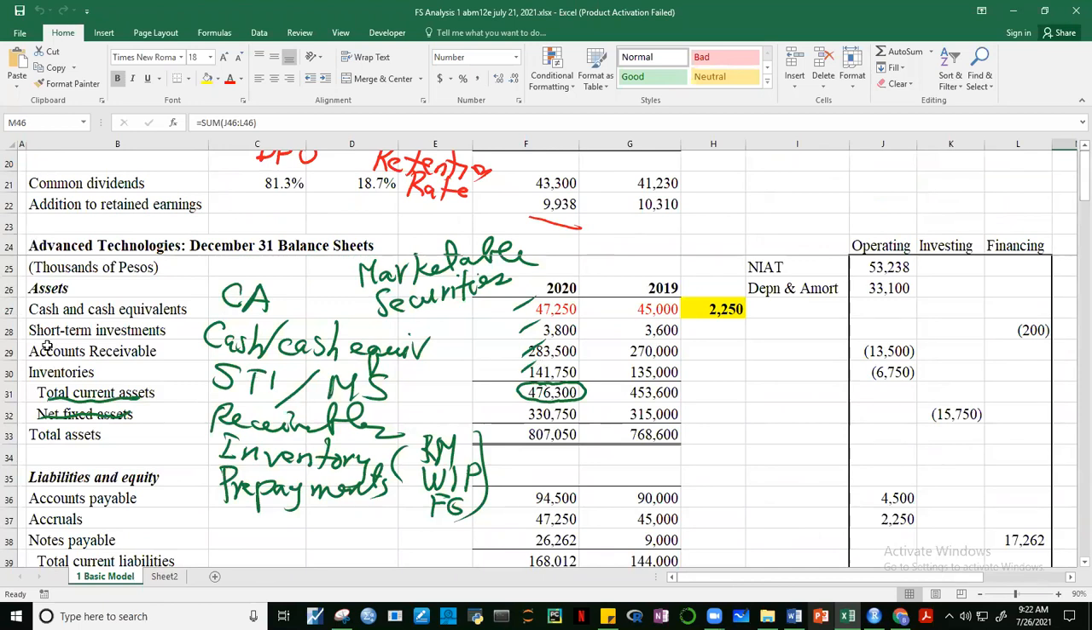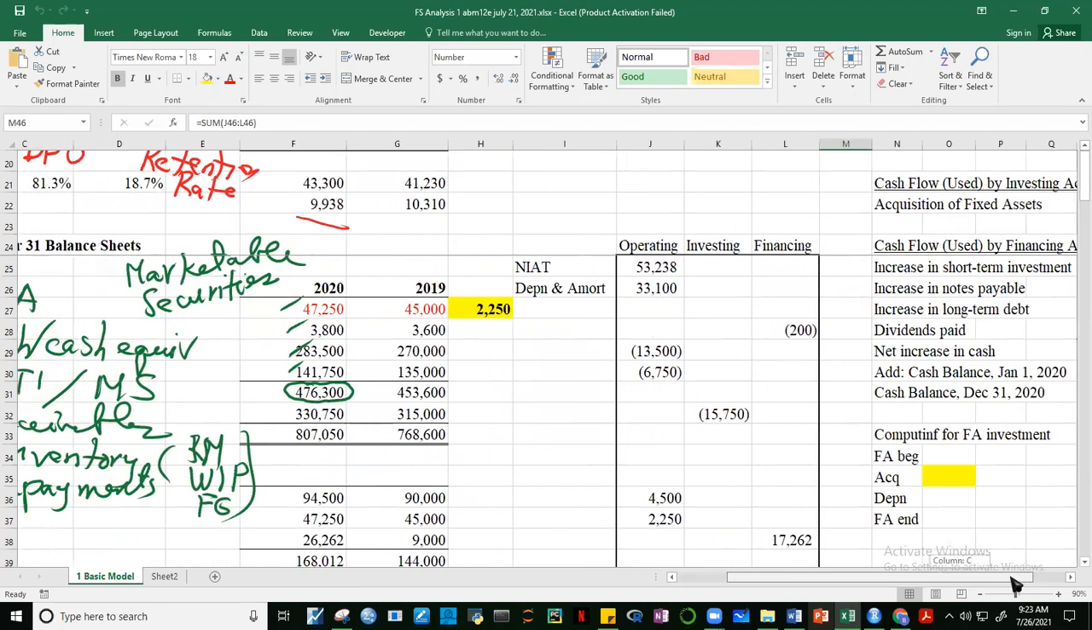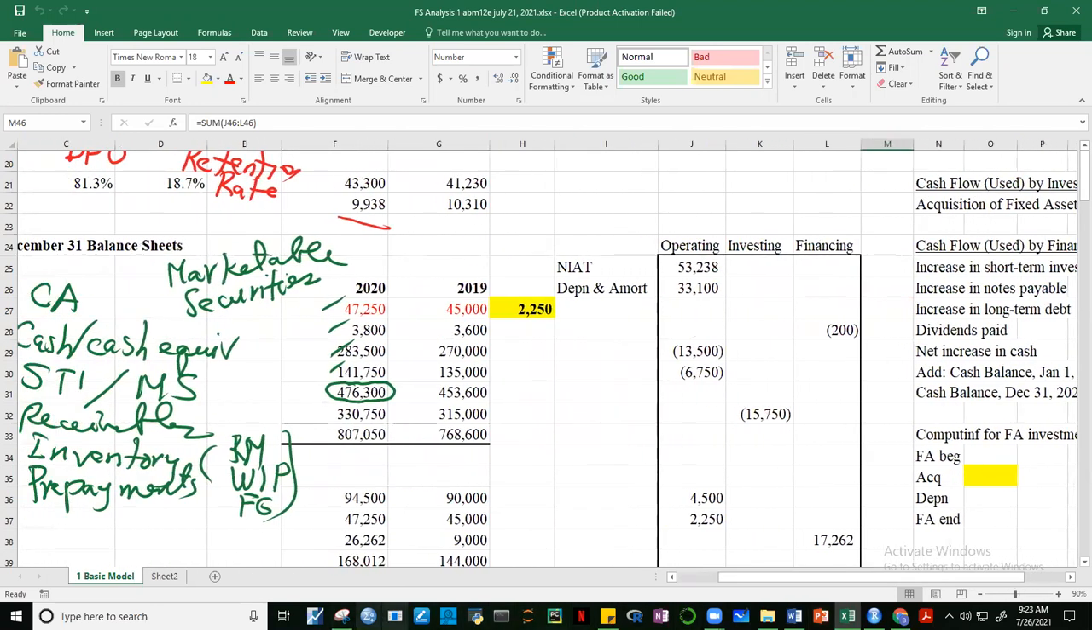Okay, so short-term investments, we said this goes to financing, accounts receivable goes to operating, and inventories goes to operating. And then the fixed assets goes to investing. So we need to generalize the rule. Actually, guys, isang rule lang kailangan natin ma-memorize kasi the rest of the rule spring forth from that, no? And let's generalize, guys, yung rule natin.